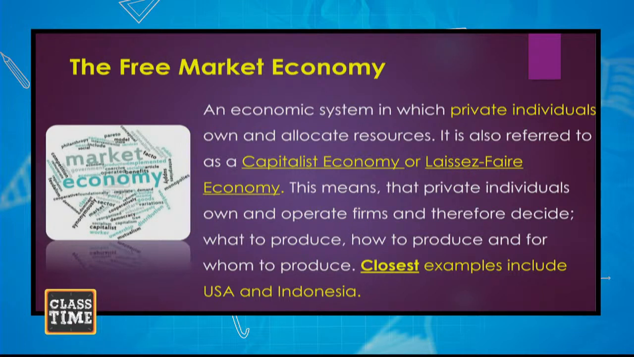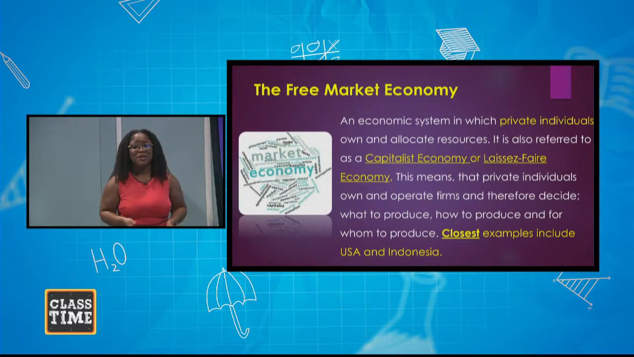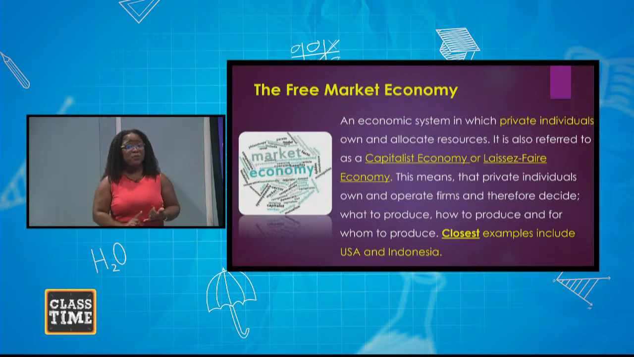This means that private individuals own and operate firms and therefore decide what to produce, how to produce, and for whom to produce. So you see, with this economic system, unlike the command economy, this system is profit-driven. So imagine private individuals, you and I, your parents, grandma, uncle, auntie, engaging in production. We're going to want to decide what to produce based on what is going to sell, what goods and services are in great demand, and what resources we currently have, to embark on the production of certain goods or services.